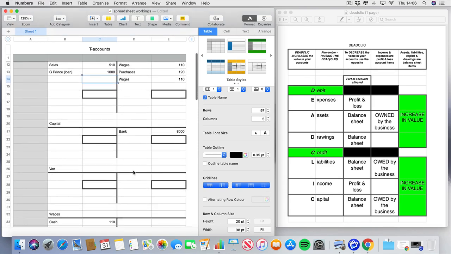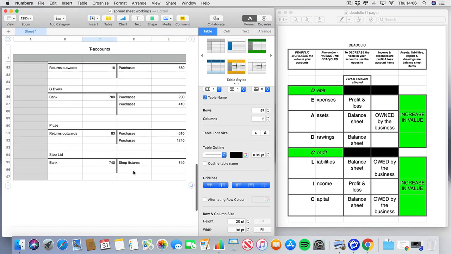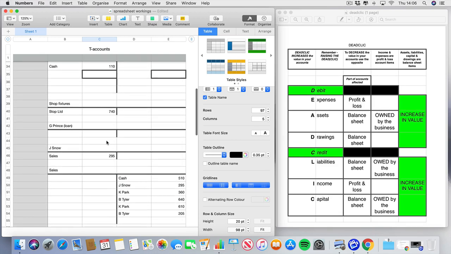Okay, so I'll go down to the G. Prince account. Oh, where is the G. Prince account? There it is, G. Prince loan account. So the G. Prince loan account's a liability. We're increasing that liability because G. Prince has lent us the money into the cash account, so it's a credit. Increasing a liability is a credit, so the cash is £1,000.